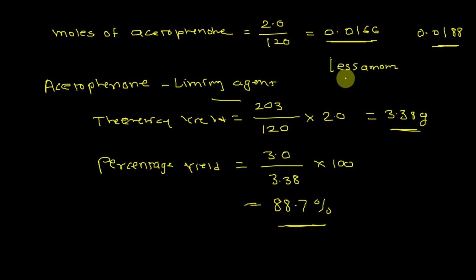Okay, so when there are two starting materials involved, you need to find out limiting agent, and limiting agent is the one which will get consumed completely in the reaction first, or which is present in the less amount. So we need to compare the moles of those two substrate or starting materials, and you need to find out limiting agent. The rest other steps are same.